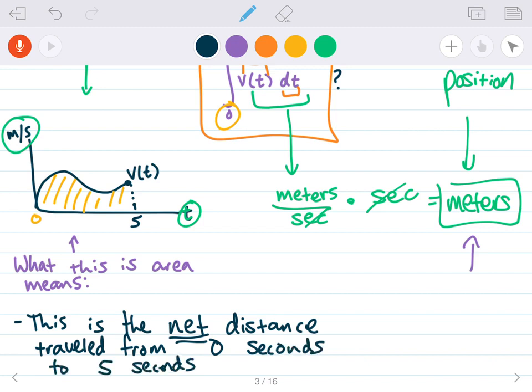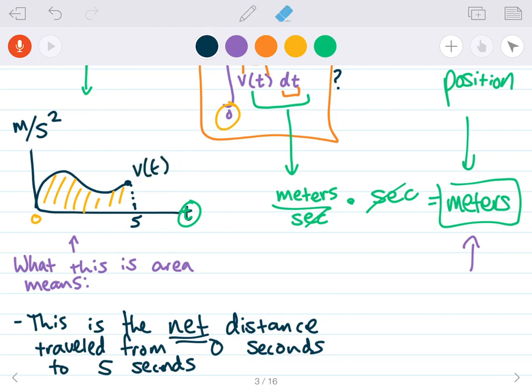All right. Now, let's say that this wasn't velocity, let's say it was acceleration. If our time is seconds and our distance is meters, then the units for acceleration is meters per second squared. So then the question is, what does that area represent? Well, acceleration is the derivative of velocity. So velocity is the antiderivative of acceleration. So if our picture looked like this, that area would represent the net change in velocity from time equals 0 seconds to time equals 5 seconds. So that's the key idea here.